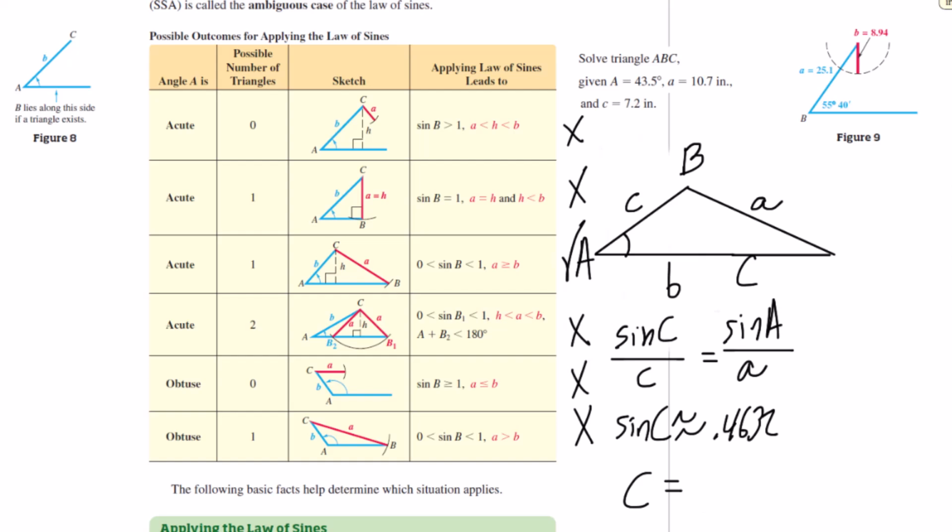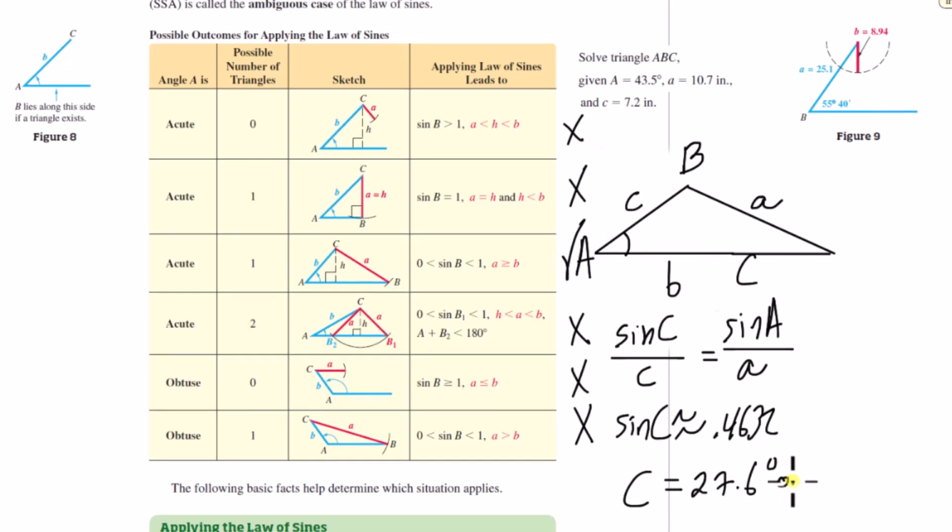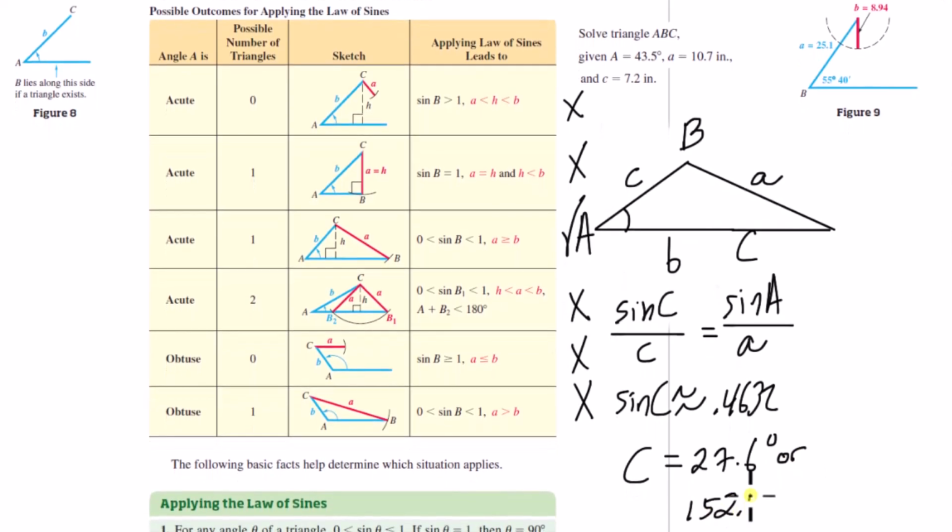Angle C. You get 27.6 degrees or 152.4 degrees. So what's going on here? Well, there's only one triangle because in this case, if you have these constraints where the opposite side length is greater than the adjacent side length with the acute angle, what's going to happen is, let's take this obtuse angle and add it to the angle we have, 43.5.